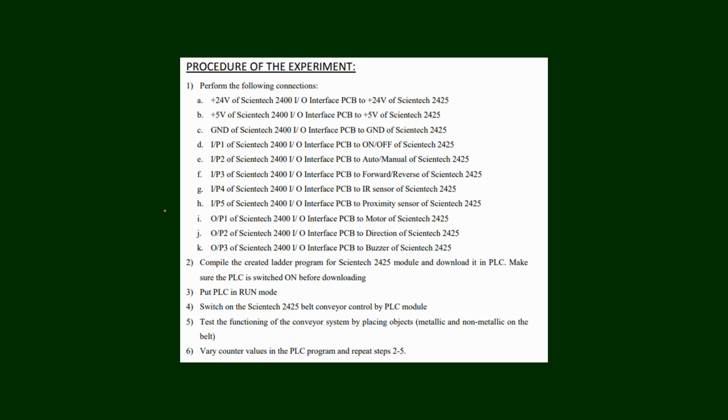But what we have to do in this PLC programming, first we have to do PLC programming in the computer. After that, we have to compile this ladder program to identify the error. If it is an error-free program, we have to download this program in our PLC. At that time we have to do the stop mode, then download this, then put the PLC in run mode, then switch on the Syntec 2425 belt conveyor control, then test the functioning.